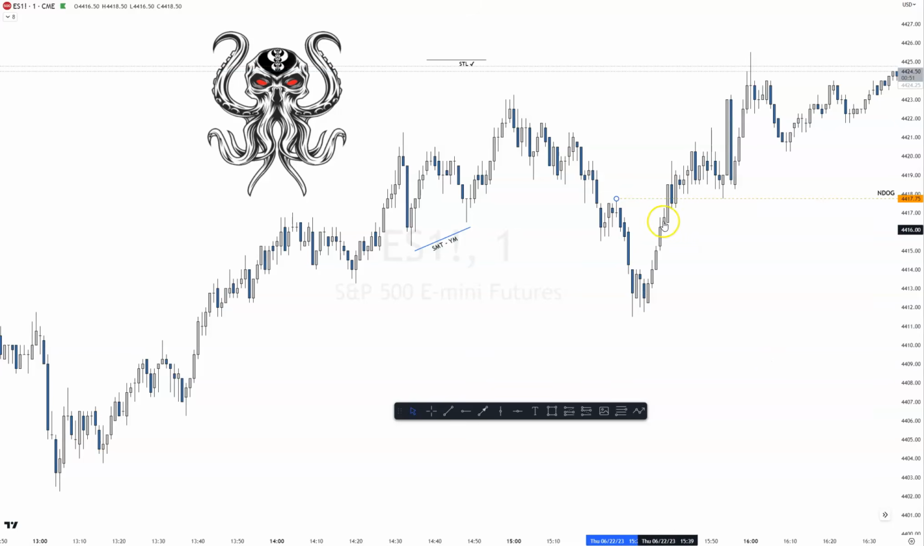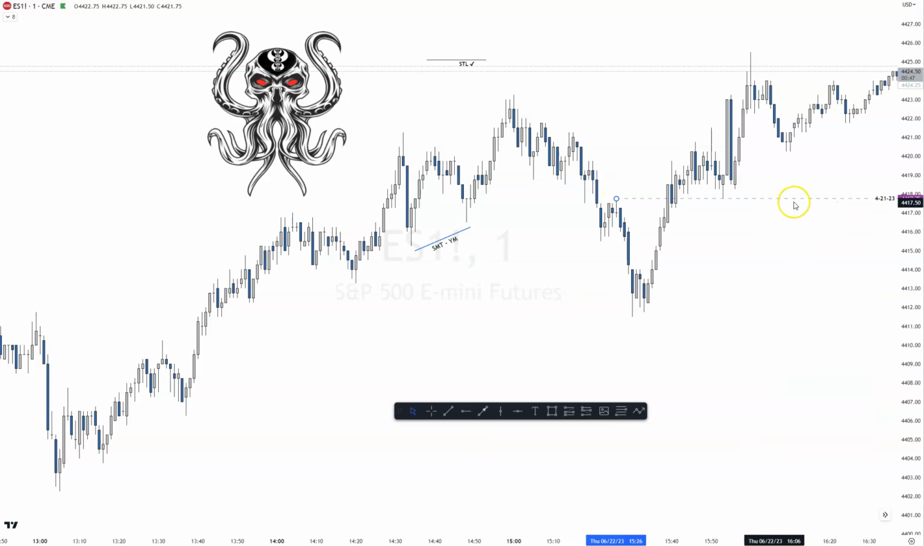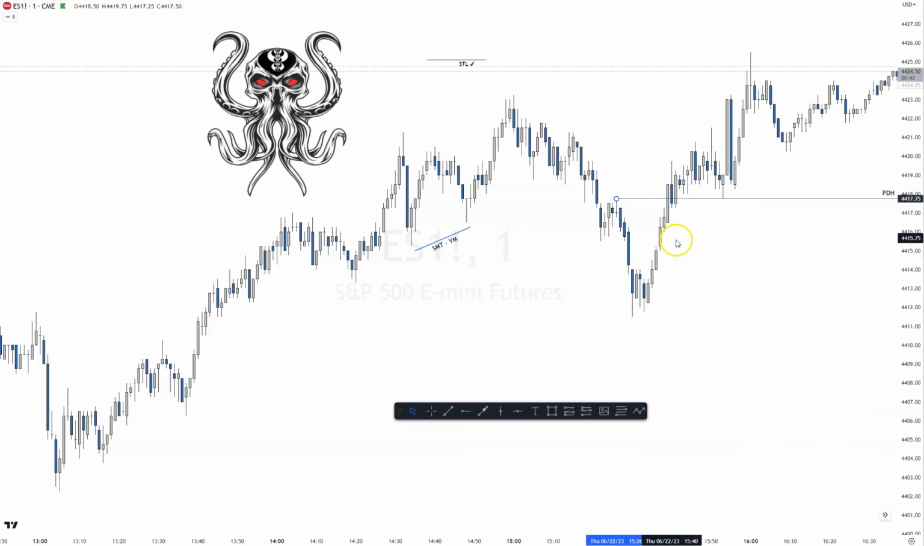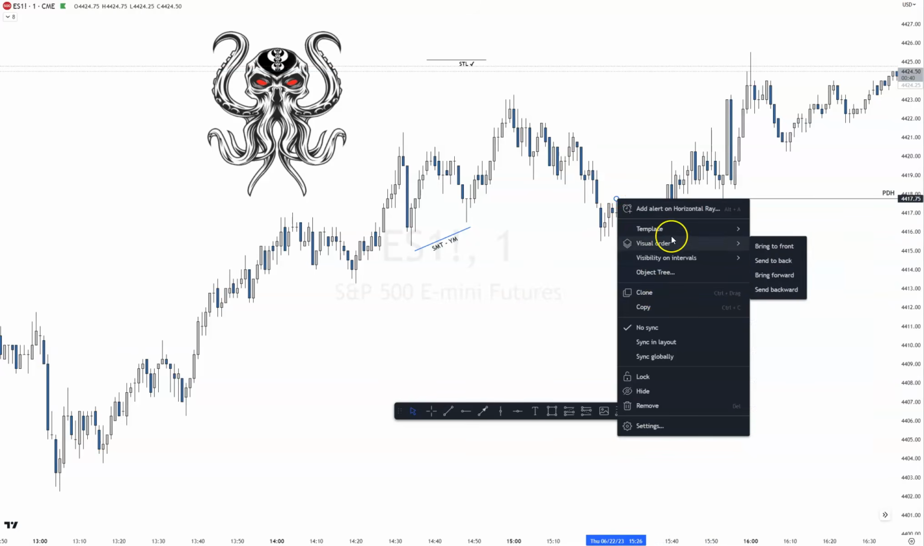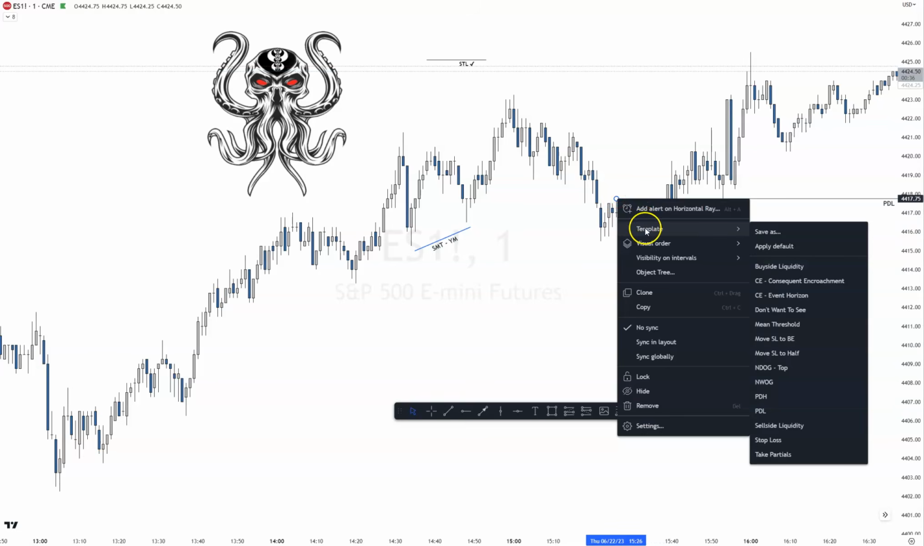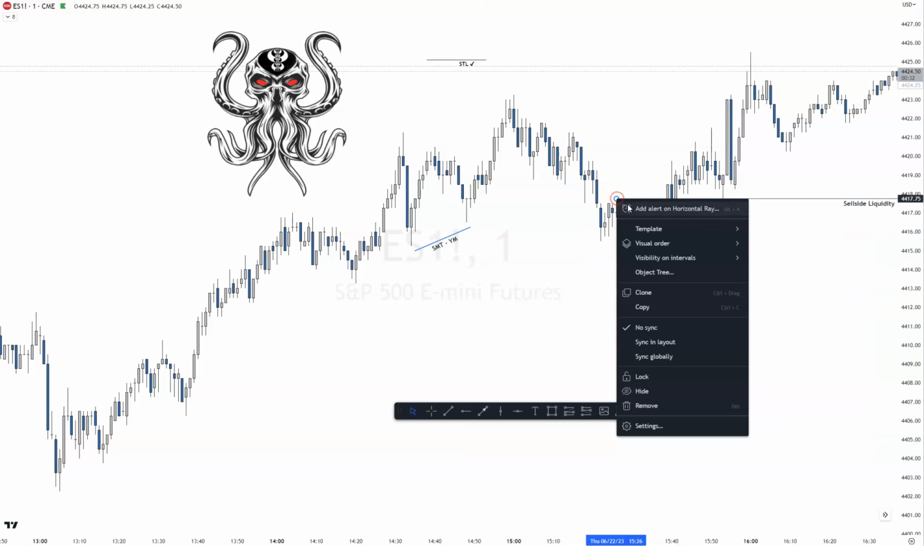The new day opening gap line. New week opening gap, you see that on my chart all the time. I have the previous day high, previous day low. They're great liquidity pools, so I always have them on there. Sell side liquidity, same as the buy side.